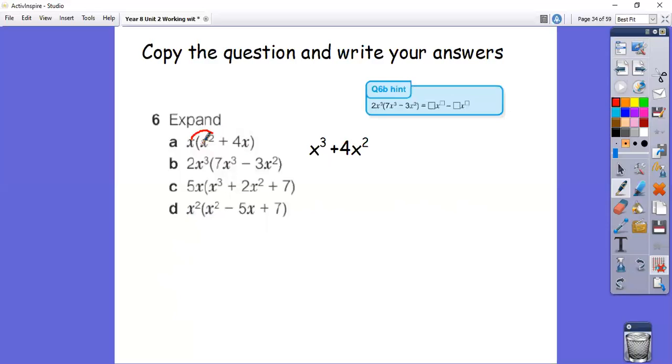So x, remember, x here is really x to the power of 1. Anything to the power of 1 is the number itself, in this case x. So x times x squared is x cubed, x to the power of 3. x times 4x is 4x squared. Okay, again, I'll let you do the rest of the questions. Be careful here, there's a negative sign in front. So positive times the negative is going to give you a negative.